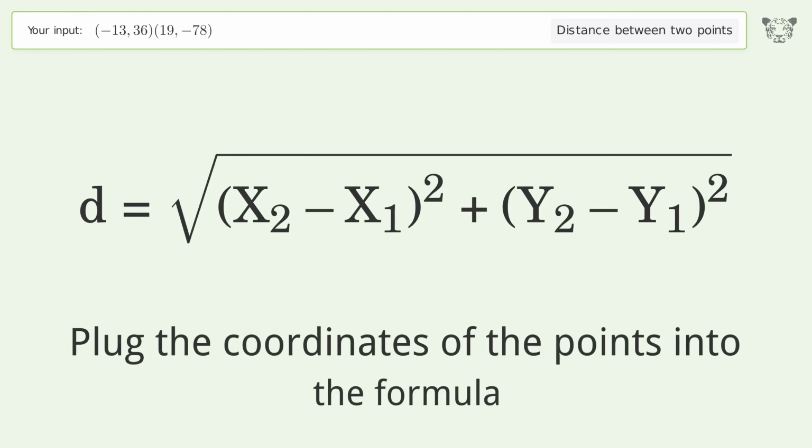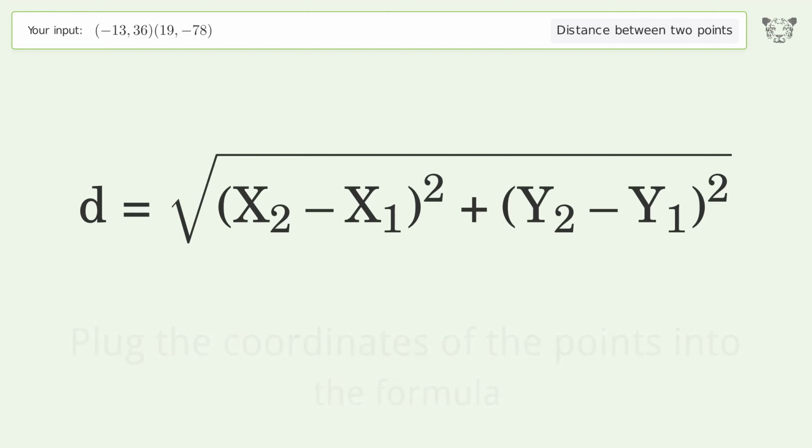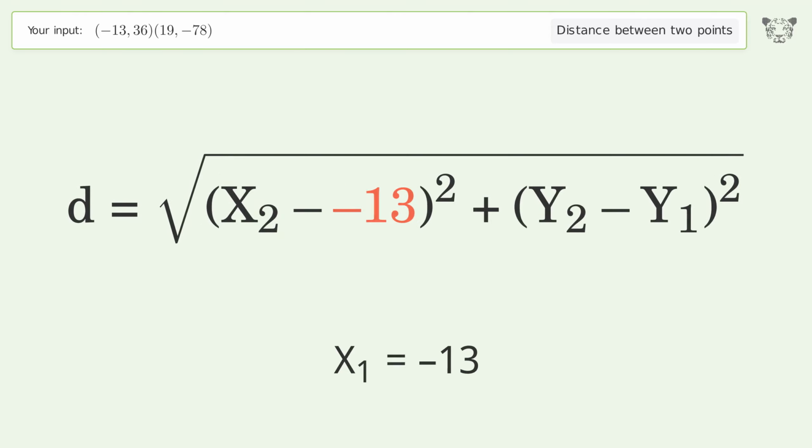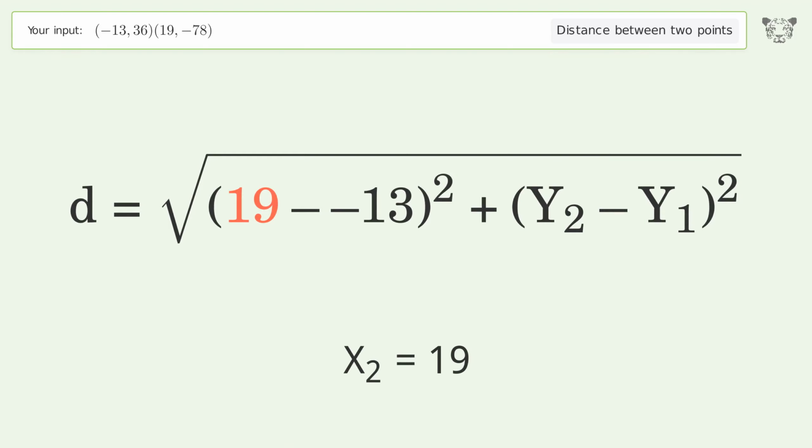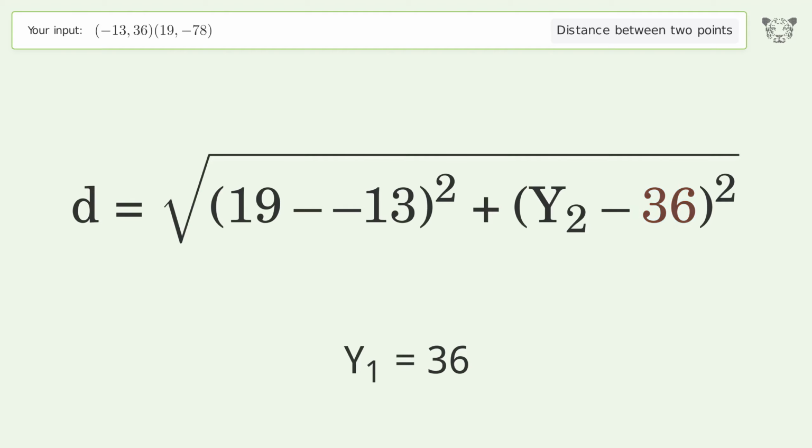Plug the coordinates of the points into the formula. x1 equals -13. x2 equals 19. y1 equals 36. y2 equals -78.